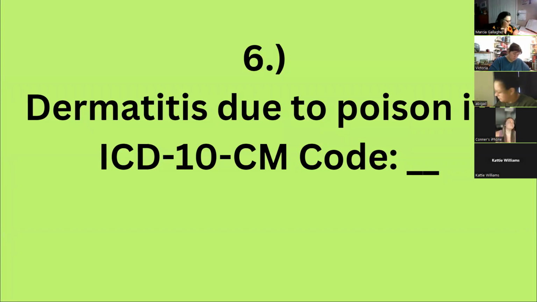Now, again, a perfect world, it would say poison ivy somewhere, but it does not. This is what it says. Allergic contact dermatitis due to plants except for food. Now, it's a very broad code, right? But poison ivy is a plant. And we have allergic dermatitis because of poison ivy. So the correct code is L23.7.